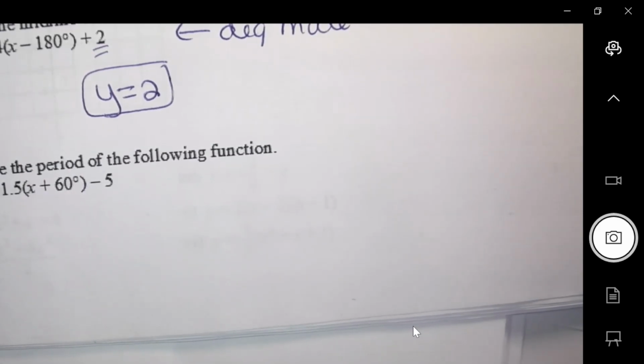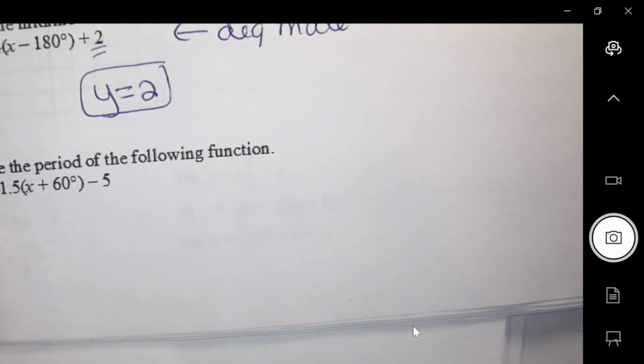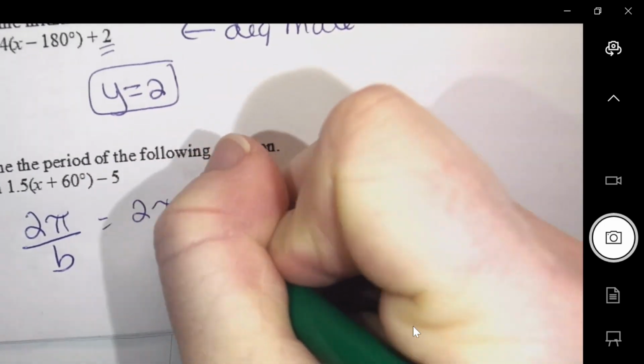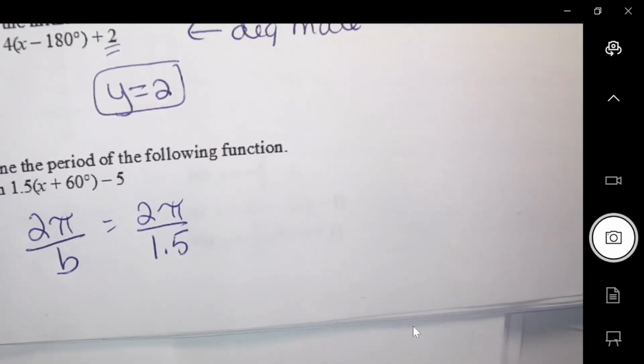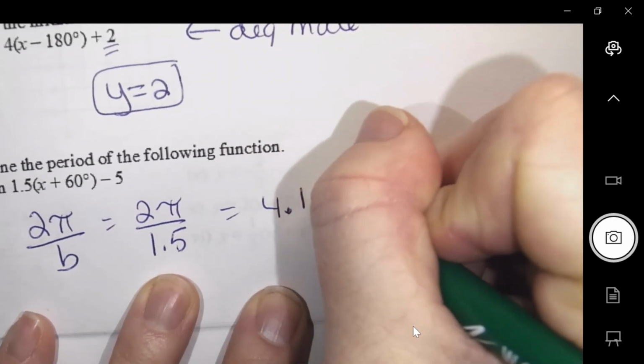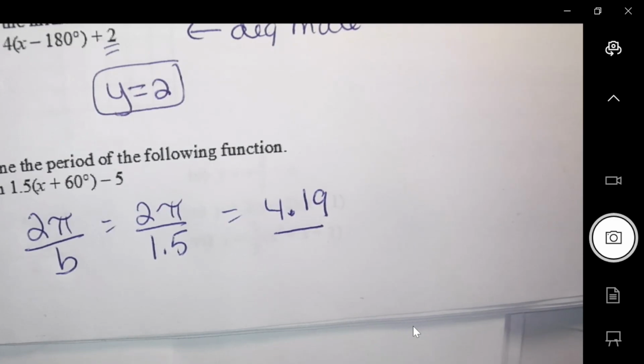Okay, determine the period of the following. So what do we use? Which one? 5, 1.5, the 60, or the -5? Which one do we use for a period? We need the 2 pi over b. That's why you wrote that formula down. The period is 2 pi over b. Which one is the b value? The 1.5. So I got 4.19.